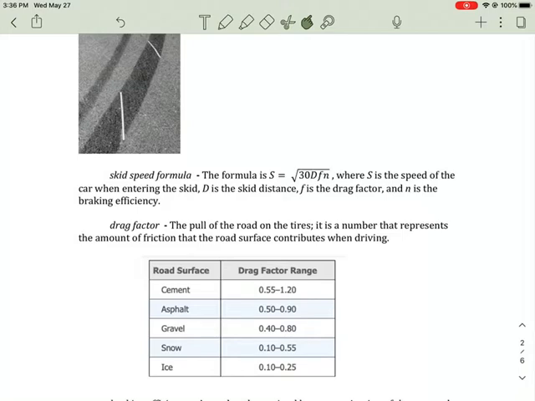Now your drag factor has to do with what is on the road. It's the pull of the road on the tires. It's the number that represents the amount of friction that the road contributes to your driving. So here in this chart, we have several road surfaces, cement, asphalt, gravel, snow, ice, and their drag factor range. If you're traveling on asphalt, which is most of the roads, then your drag factor will be between 0.5 and 0.9. But if you hit cement, you're going to be between 0.5 and 1.2.